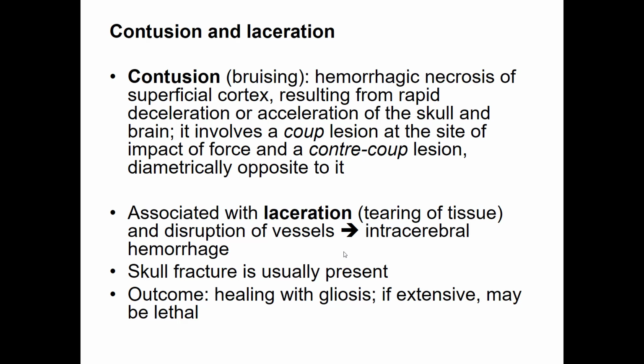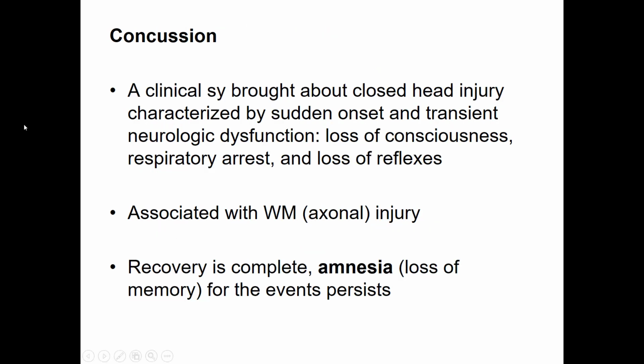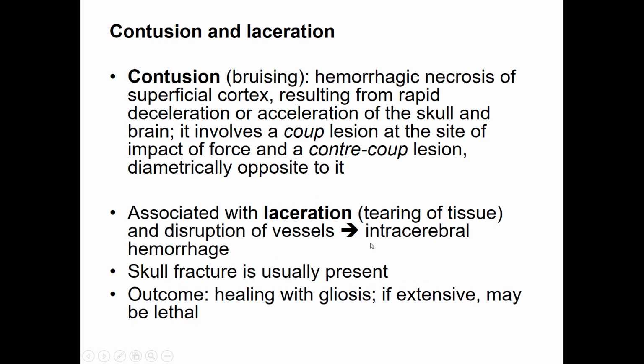It can be associated with laceration, which is again a severe type of traumatic brain injury, more severe than the concussion we discussed on the previous slide, when there is also tearing of the brain tissue resulting in disruption of the blood vessels, causing intracerebral hemorrhage. In this type of severe injury, there is often a detectable skull fracture, and it may have several consequences.